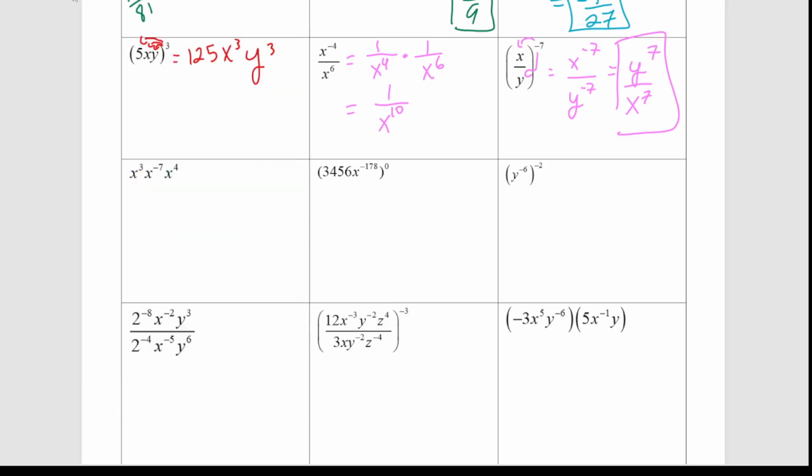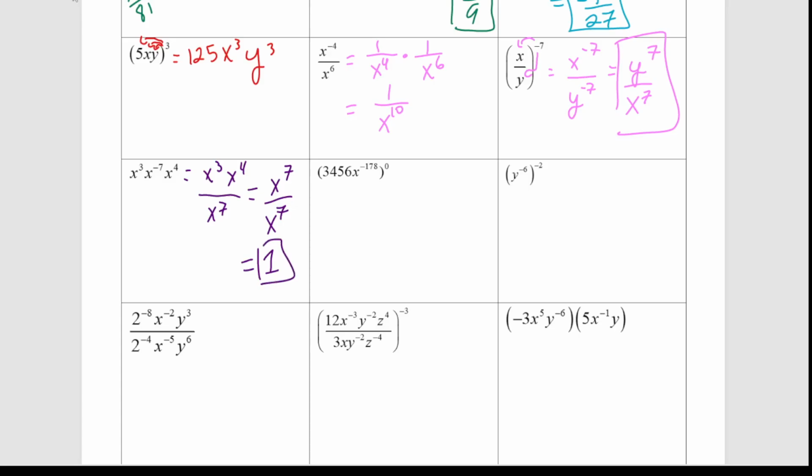This next one, I would encourage you to go ahead and get rid of those negative exponents first. That becomes x to the 3rd times x to the 4th over now x to the positive 7th, because that negative 7 moves it to the denominator. x to the 3rd times x to the 4th becomes x to the 7th, because there's 7 total x's being multiplied together. And then anything divided by itself is just going to become 1.